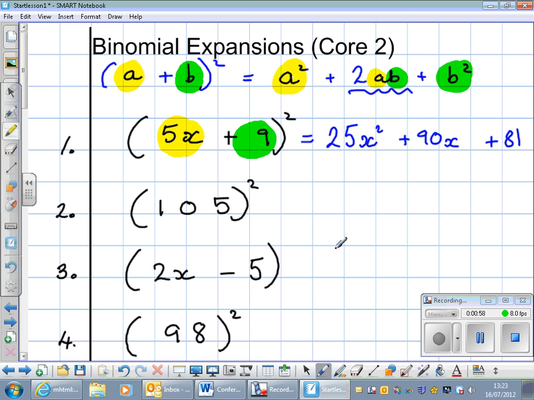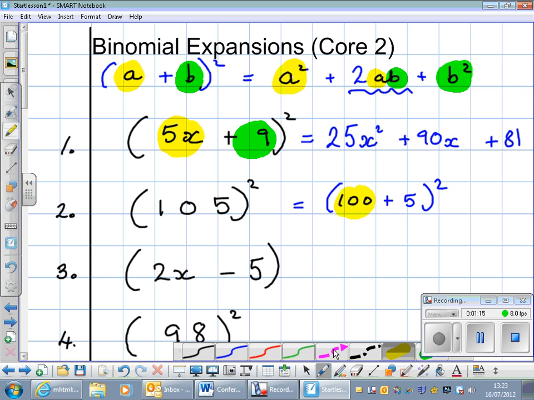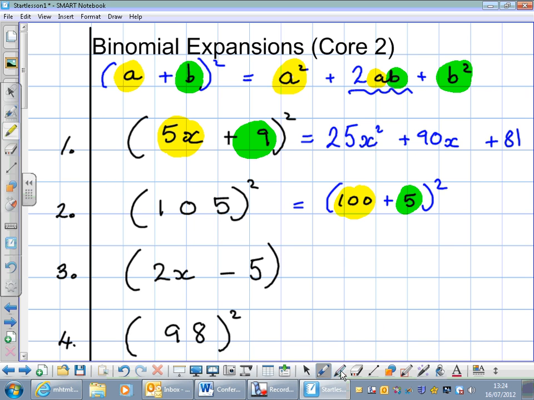Right, I'm just going to give you a few minutes to finish though. Oh, let's go through question 2. Now the way we do this one is we rewrite it as (100 plus 5) all squared. So here 100 is taking the role of a, and 5 that of b.